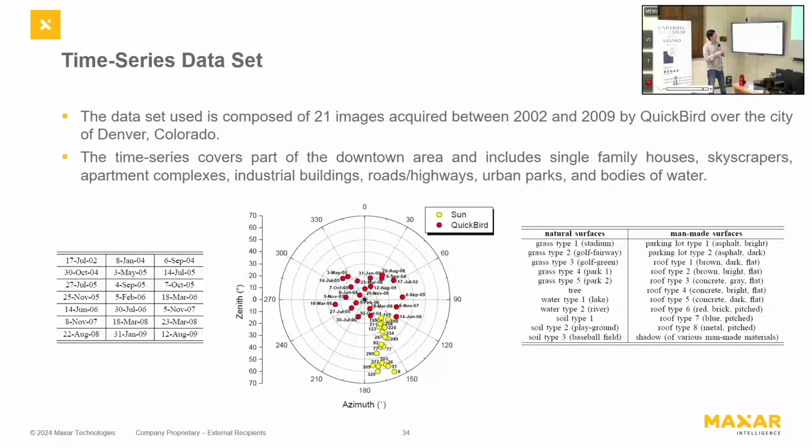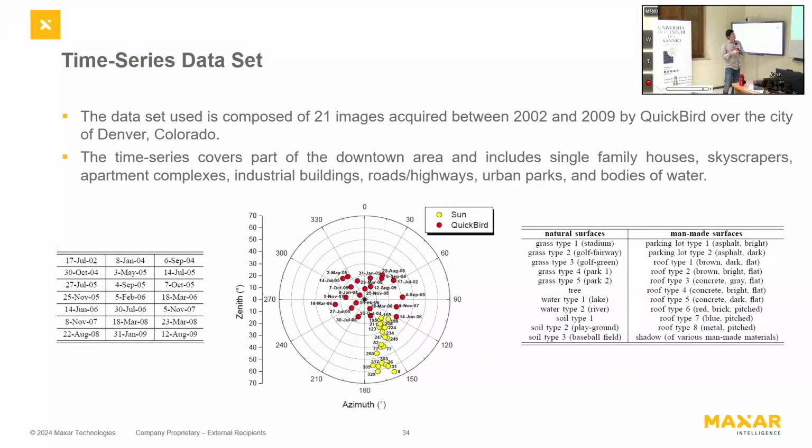I played with some time series over Denver, Colorado. 21 images collected through different viewing angles. And this is the position of the sun. So you can see that through the year, the sun changes position. So those are like summer collections, those are winter collections because the sun is much lower.